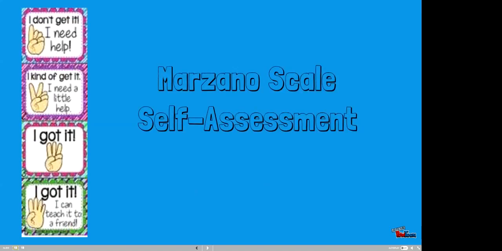Students will then be able to use the Marzano scale of self-assessment, and during this time, they will be able to show me the fingers of their understanding. 1 would mean they don't understand the concept at all and they need help. The number 2 shows that they kind of get it and they still need a little help. If they hold up a 3, that means they understand it or they got it. And number 4 means I got it and I can teach it or tell it to a friend. My goal as a teacher would be for all my students to get to a number 4. So this self-assessment will be beneficial to me to be able to see if my students understand the concept.